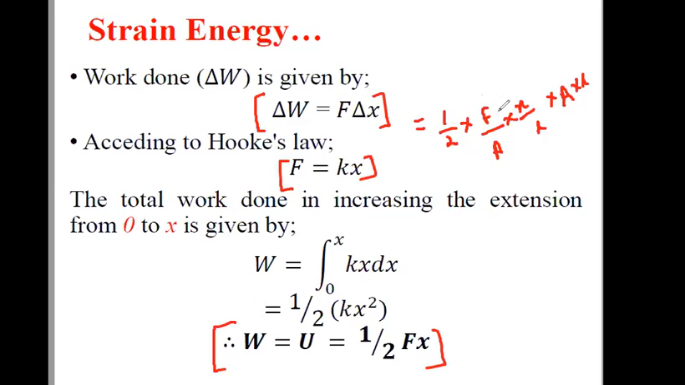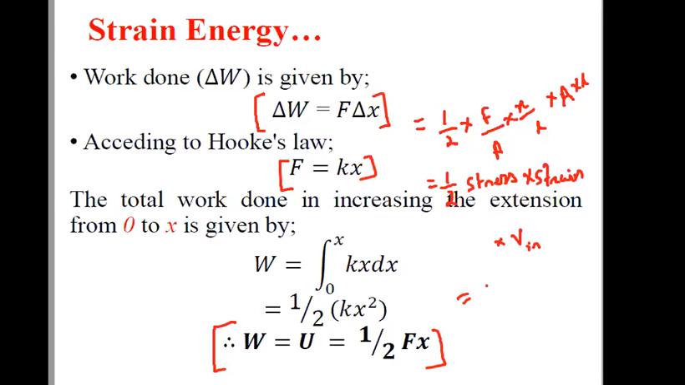Now we know that F by A is nothing but stress. Half into stress, into x by L, which is nothing but strain, and A into L is nothing but the initial volume, V initial. So this is the formula. When you talk about strain energy per unit volume, or work done per unit volume, that is half into stress into strain.